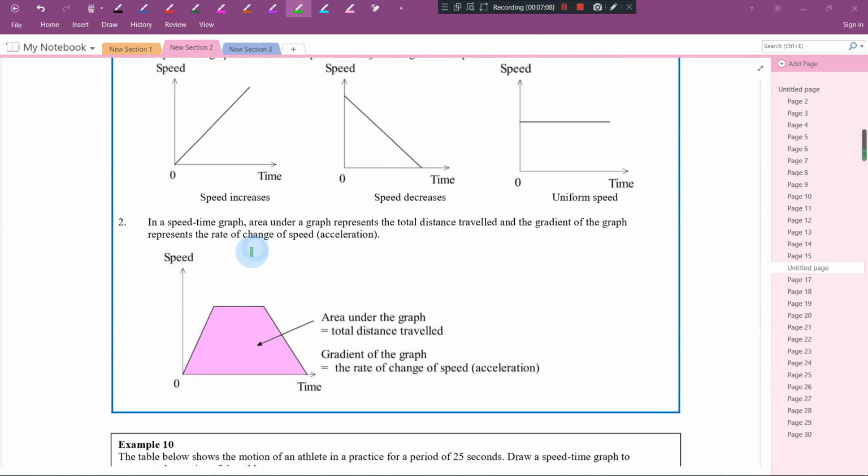Okay, this one should be no problem. I already told you just now, right? Speed against time: the area under the graph is the total distance traveled, and the gradient is the rate of change of speed, which is acceleration. In SPM, we normally always see this phrase, the rate of change of speed. It actually means the acceleration. Okay, let's look at some examples.